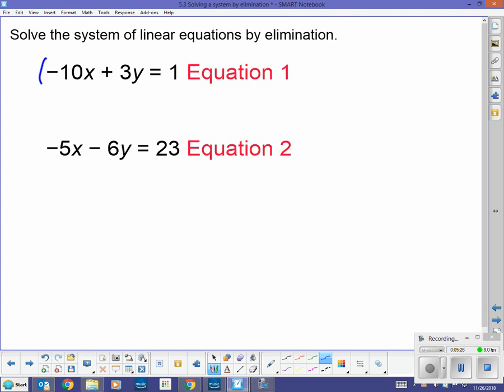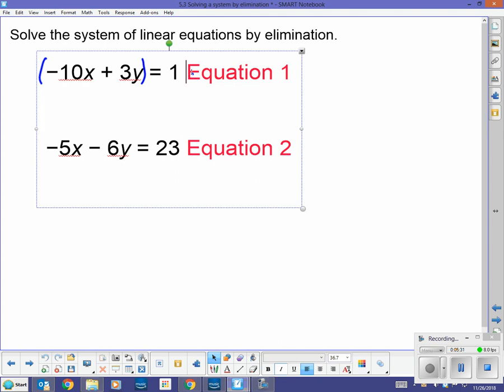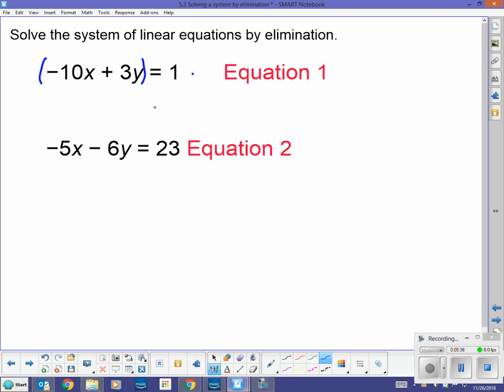I'm going to multiply everything on this equation by 2, both sides. Why 2? Well, I'll show you. If I multiply everything by 2, 2 times negative 10x would be negative 20x. 2 times 3y is positive 6y. See, there's my pair of opposite terms. And then 1 times 2 over on this side is just 2.